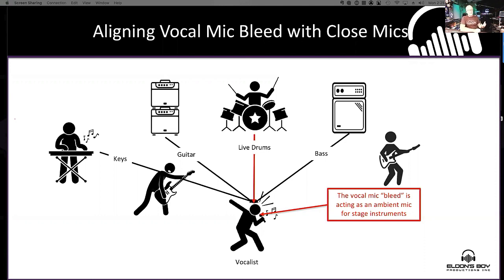Now, the place that it'll get squirrely, if you've got somebody that's running all over the place, is if he runs to the drum kit and jumps up on the drum riser. Then of course, all bets are off at that point anyway. Now you've quadrupled the amplitude of the drum kit into the vocal mic.